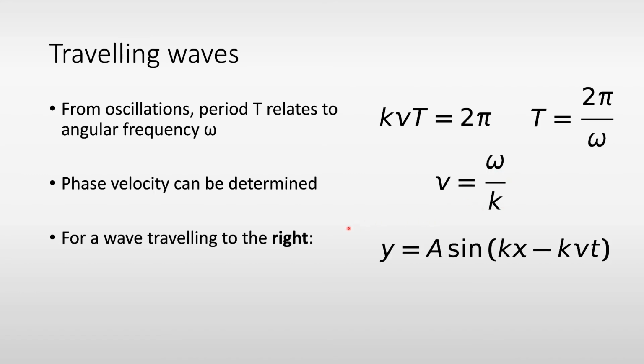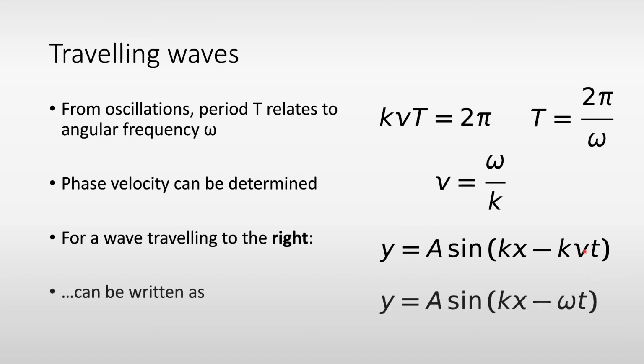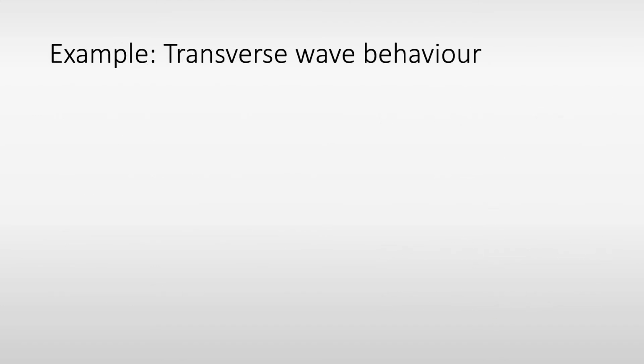So for a wave travelling to the right, we can now substitute v for omega on k, and we end up with an alternate representation where y equals a sine (kx minus omega t). So omega is the angular frequency of the wave, and k is the wave number of the wave. Let's look at this in context.